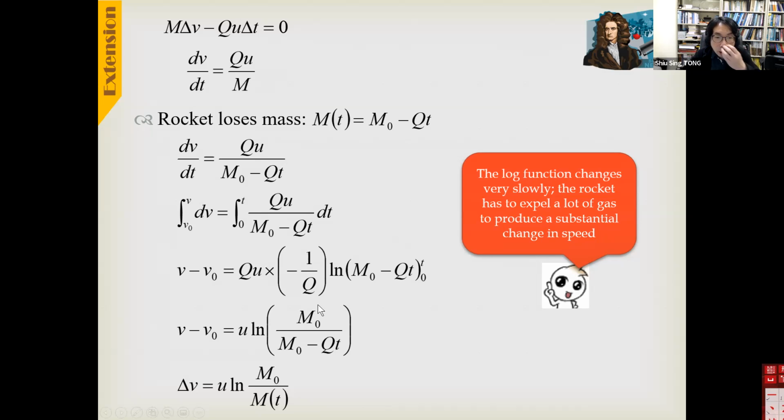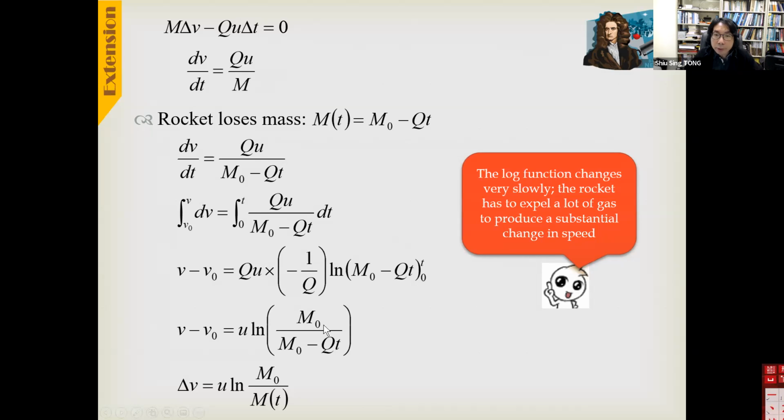So what is the result? The q here cancels, the u here, and when I evaluate at the time t and at time 0, because there's a minus sign, I invert the 2. So the upper limit will become the denominator of the logarithm, m0 minus qt, while the lower limit will now be the numerator, which is m0. With the minus sign, I invert the upper and the lower limit.